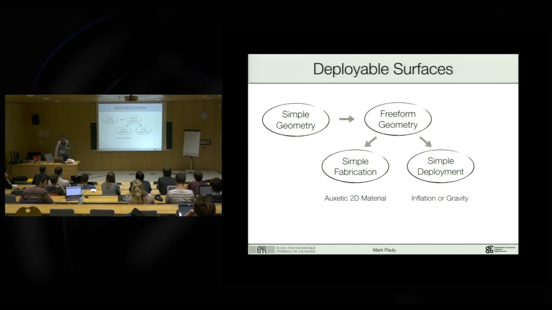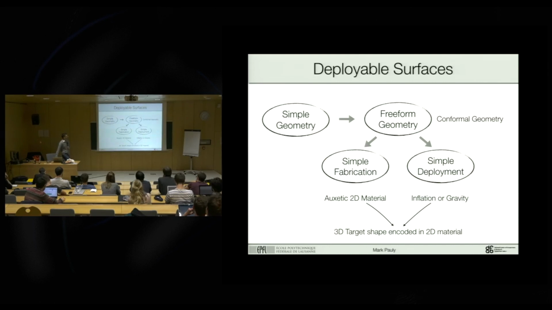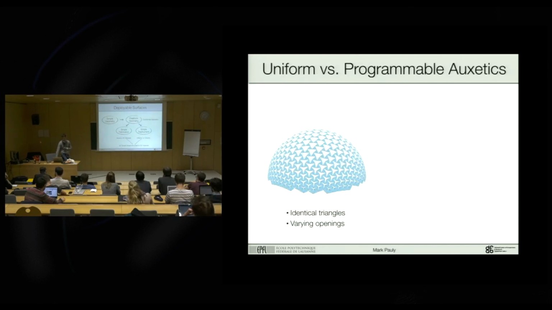And for the deployment, we look at something very simple, namely inflation or gravity. Okay? And the key property here is that we're actually designing a material, if you will, or the structure, such that in the 2D state, it already knows about which shape it wants to go to. And I'll show you what that means in a second. And again, this is based on this notion of conformal geometry.